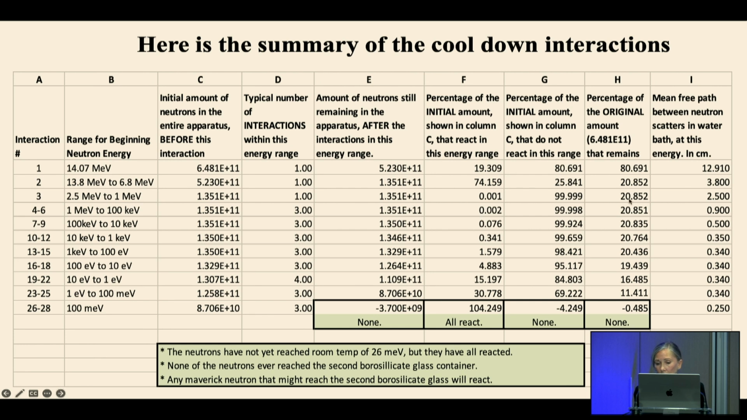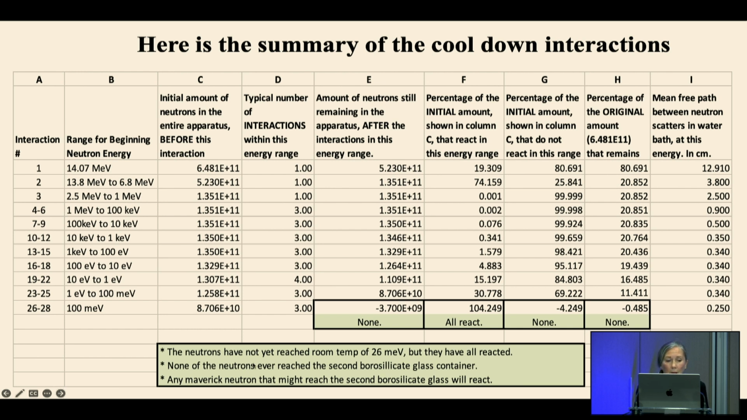Now, column G is the percentage that do not react, again related to the initial amount. Column H is the percentage of neutrons that remain in the apparatus, and this is relative to the original amount. You remember that that was 6.48 times 10 to the 11th. Again, you see there are no neutrons that remain in the apparatus, none.